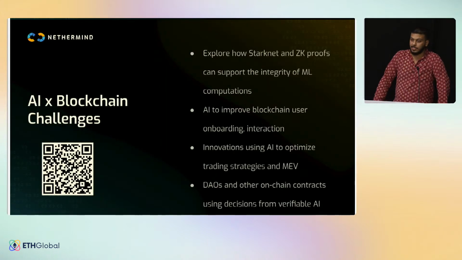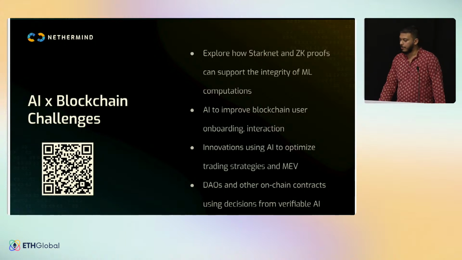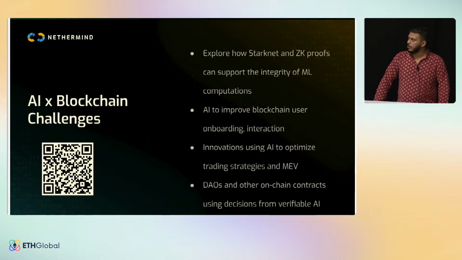So some of the challenges we ask you to look into: explore how Starknet and ZK proofs can provide integrity of ML models. Maybe can we train models on chain? I mean, the amount of compute is slowly getting unlocked. Maybe some small models are possible to do already. Can we use AI to improve blockchain onboarding? Right now, I go to, let's say, MetaMask, and it's really hard to actually navigate it.